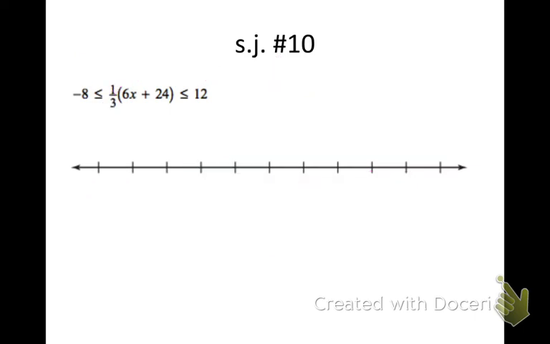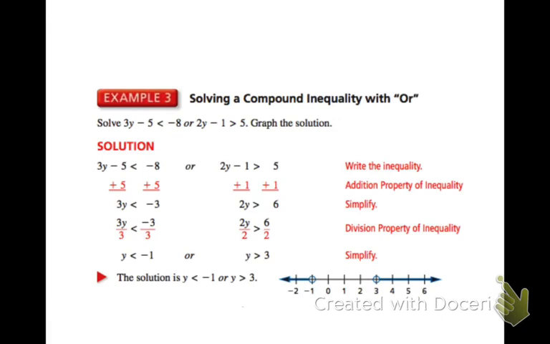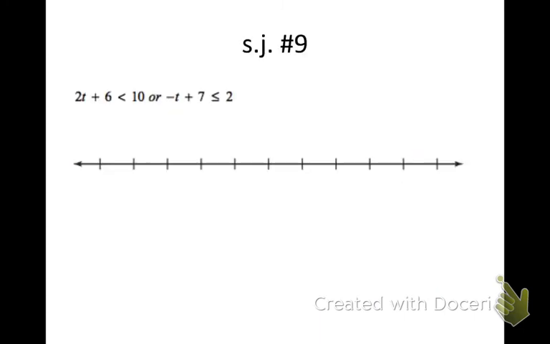All right, a couple more. So what about the or inequalities? Well, the or inequalities are written as 2 separate inequalities, so you solve them as 2 separate inequalities and make sure that when you graph it that they point out. So let's go back to number 9. Number 9 was an or inequality.